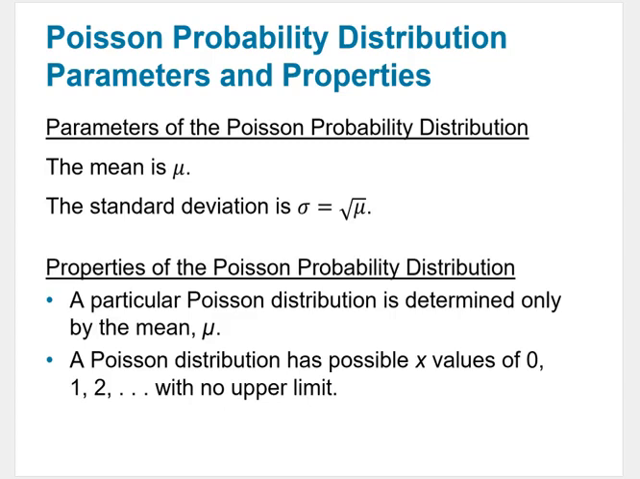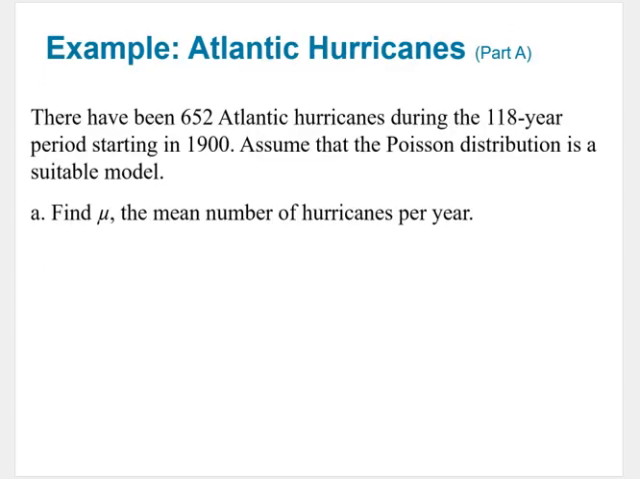The mean is still going to be mu. The standard deviation, however, is going to be the square root of mu, so keep that in mind for Poissons. A particular Poisson distribution is determined only by the mean, and it's not going to have an upper limit. So x could be 0, 1, 2, 3, 4, and could go on forever. Rather than discussing it, let's just jump right into an example.